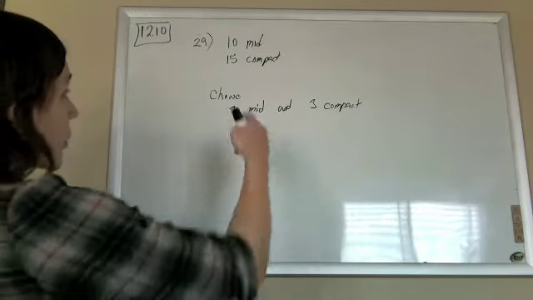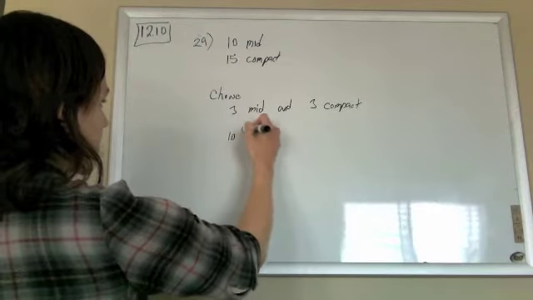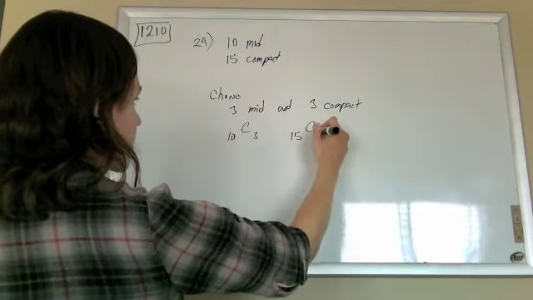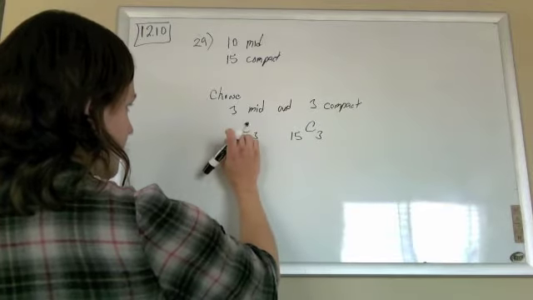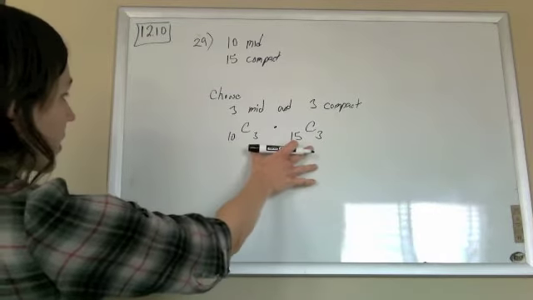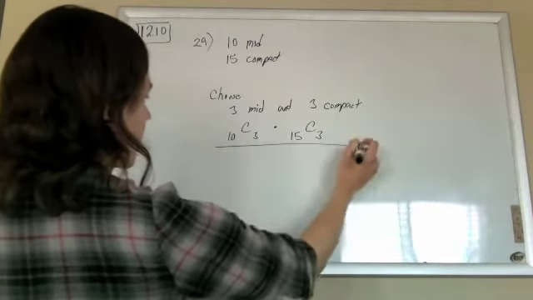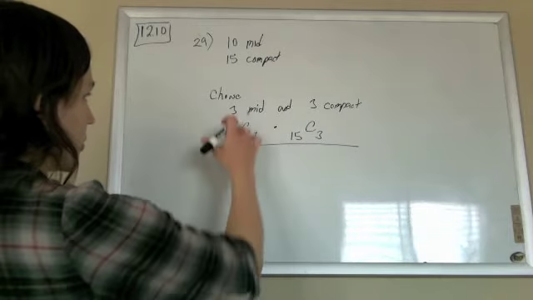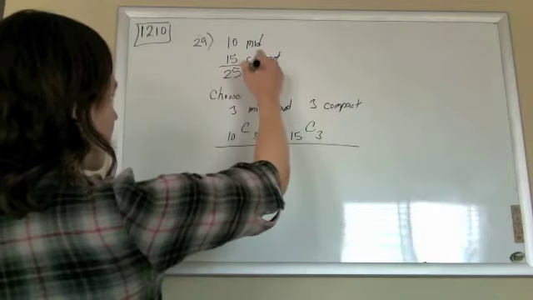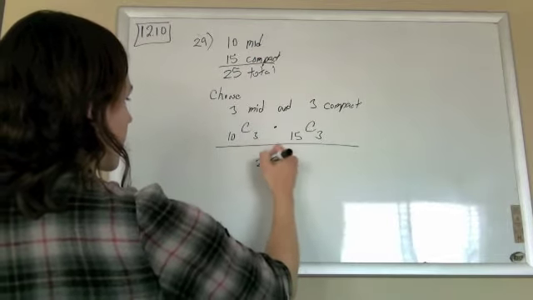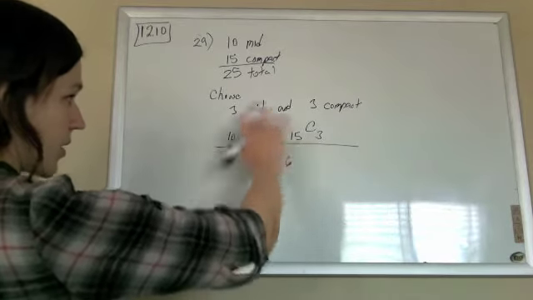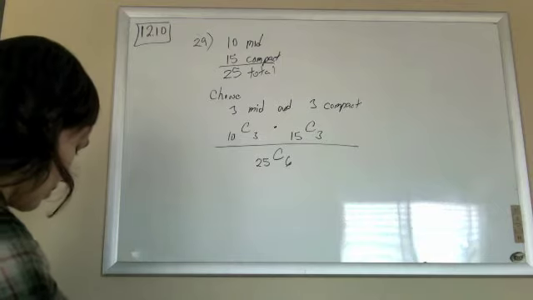So again, we have 10 mid-size cars and we want to choose 3 of them. We have 15 compact cars and we want to choose 3 of them. We want to choose the mid-size and the compact, so we're going to multiply the number of ways to do those together. And to make it a probability, we're going to divide by the number of ways to choose 6 cars. So there are 25 cars total, and we're choosing 6 of them. So again, got our setup. I'm just going to punch them in on the calculator.